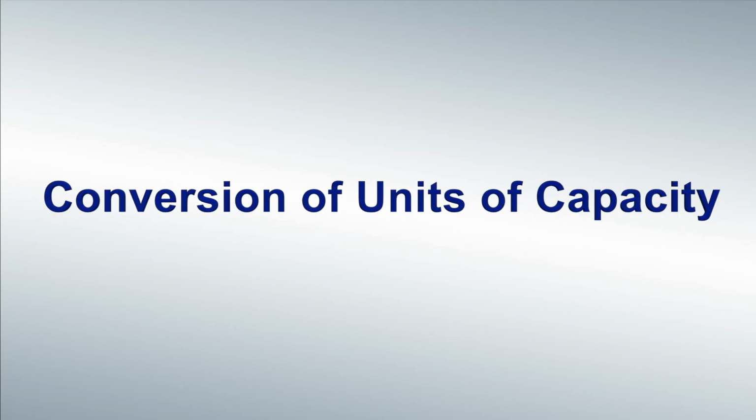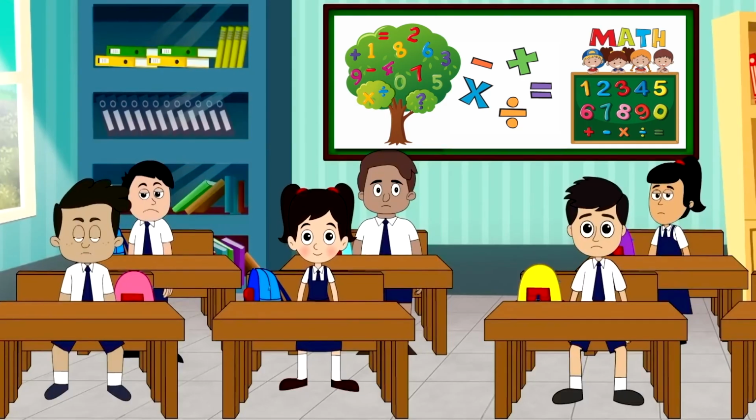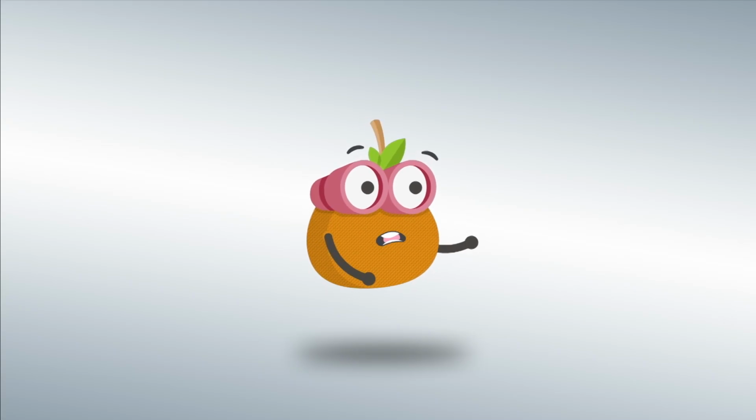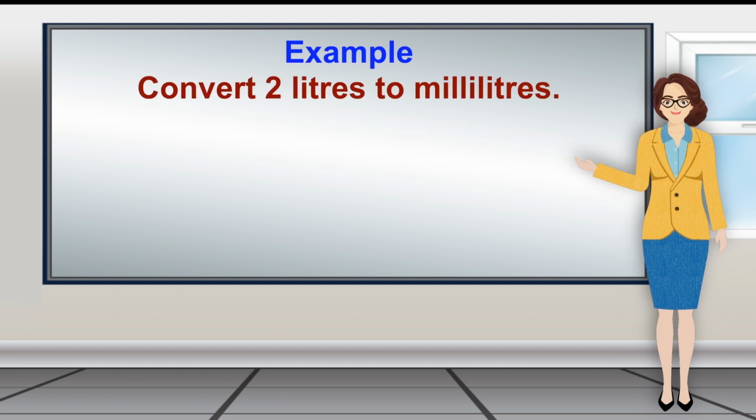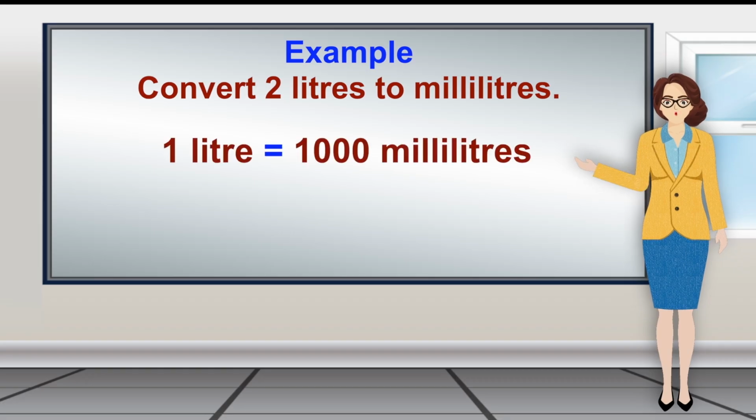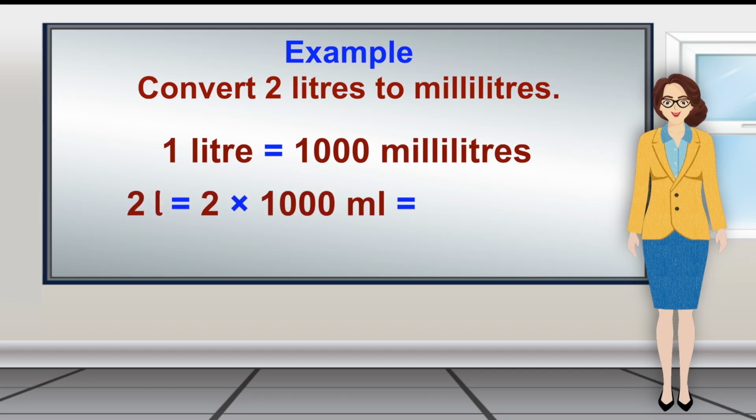Conversion of units of capacity. Liter to milliliter. Can we convert these units like we did in length and weight? Yes, we can. Let's see examples to illustrate these relationships. Example: convert 2 liters to milliliters. 1 liter is equal to 1000 milliliters. So, 2 liters multiplied by 1000 milliliters equals 2000 milliliters.